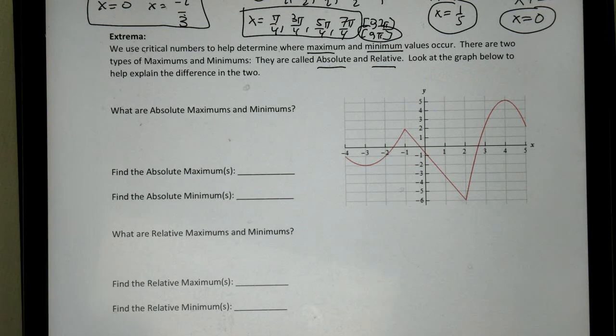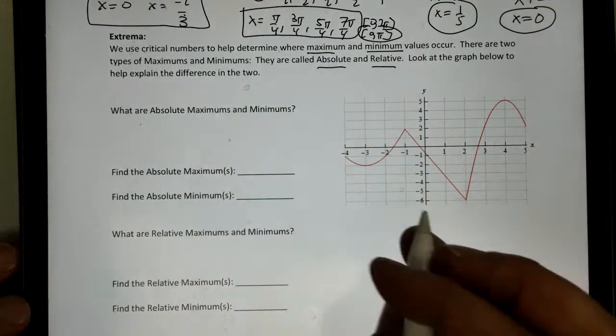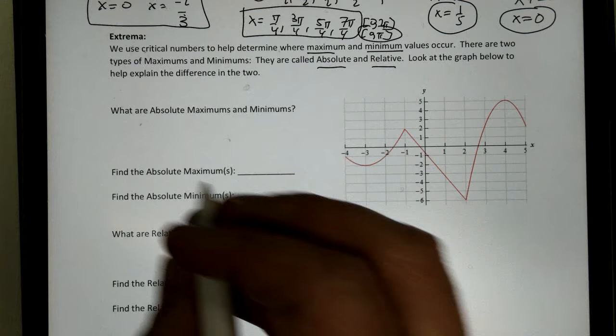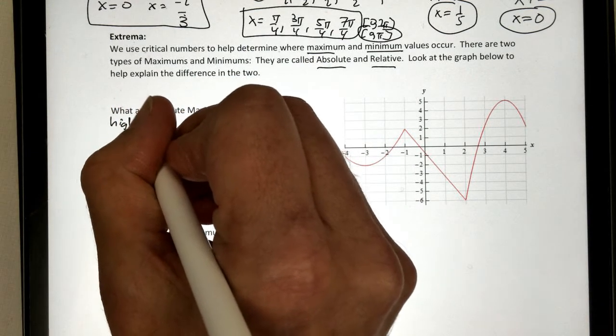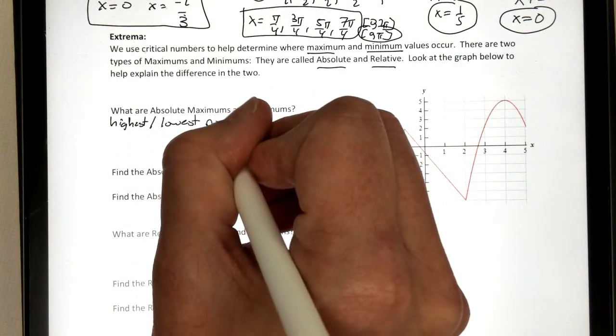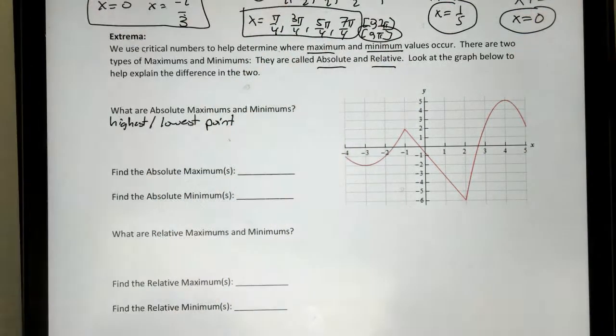So, when we talk about absolute maximums and minimums, for these, if I were to look at the graph, tell me what the highest and the lowest point is. And that's really what this is. What is the absolute highest and absolute lowest point on a graph? And I can see that. I can physically see that.